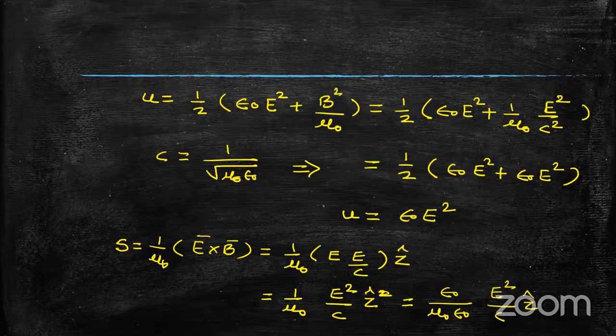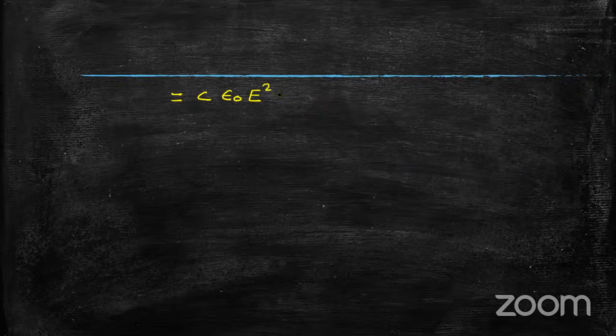Okay, so this gives us what? C epsilon 0 E square Z cap. That is okay. And we know what is this? This is nothing but U. So C into U Z cap.